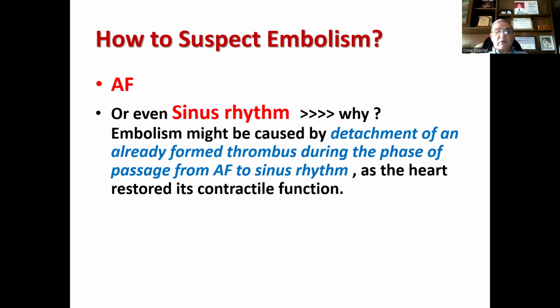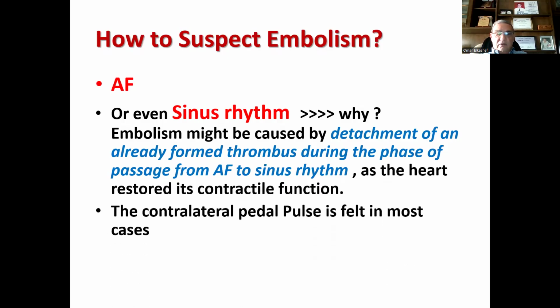Why? Because embolism might be caused by detachment of an already formed thrombus during the phase of passage from AF to sinus rhythm. So the thrombus forms in the right atrial appendage during AF, when it is non-contractile, but detaches when the atrium resumes its contractile activity with sinus rhythm, as the heart restores its contractile function.